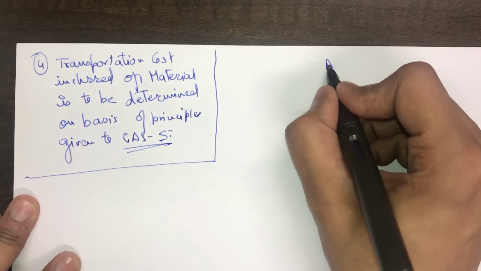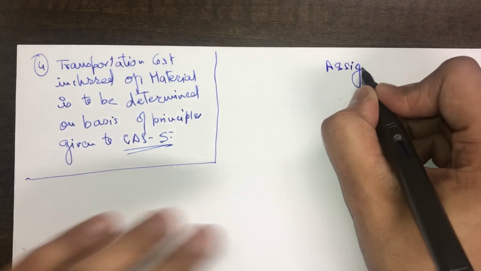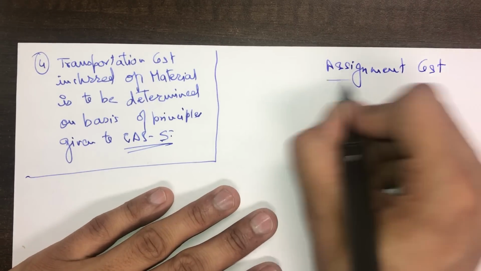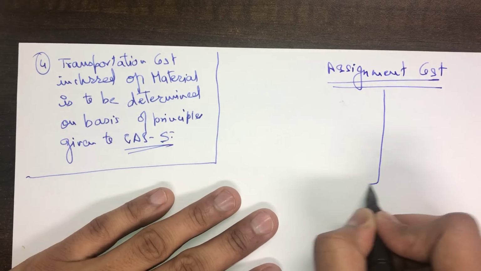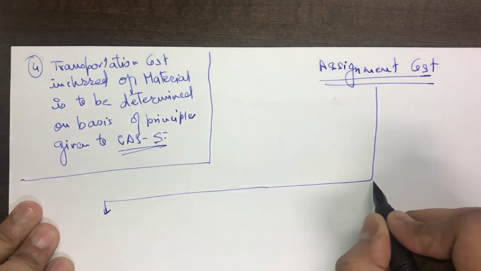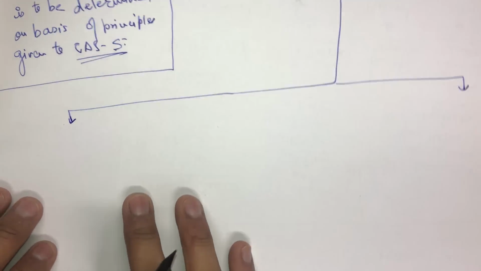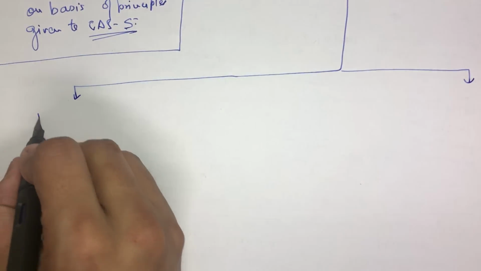Now the last aspect is assignment of cost. Sir, we have a pool of material cost. How should we assign that cost to the different cost objects? So let's discuss the principles of assignment of material cost to the different cost objects.